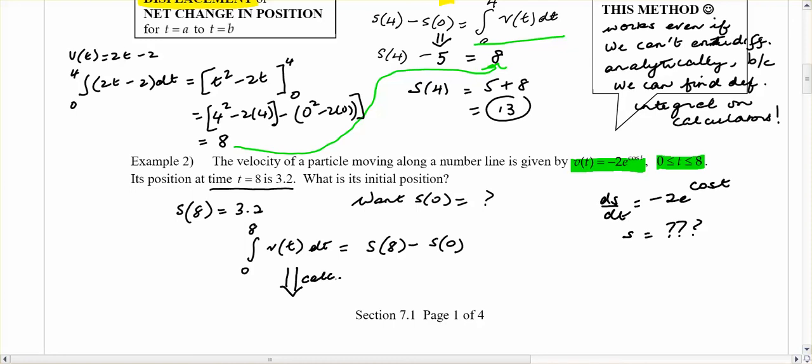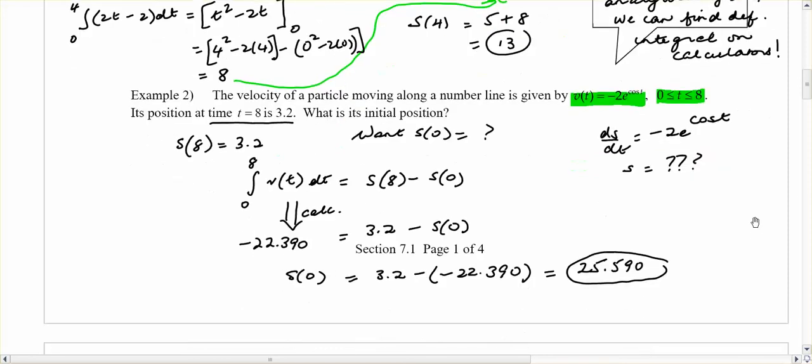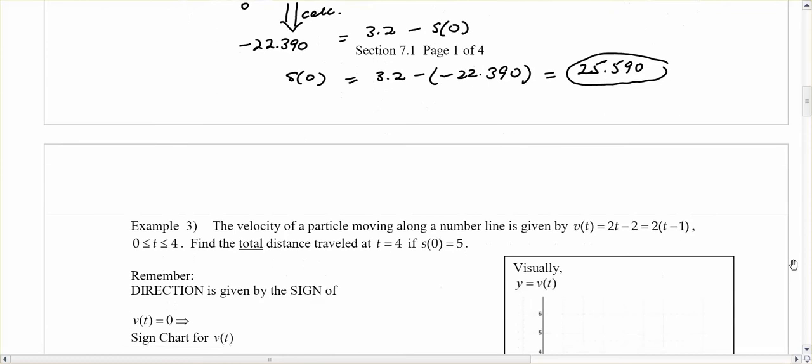That definite integral turns out to be negative 22.390, and that's going to equal, they told us that s of 8 was 3.2 minus s of 0. So let's get s of 0 on the left side. It's going to be 3.2 minus negative 22.390. And we're going to get a grand answer then of 25.590, and that's going to be our initial position. Okay, third example on the next page.